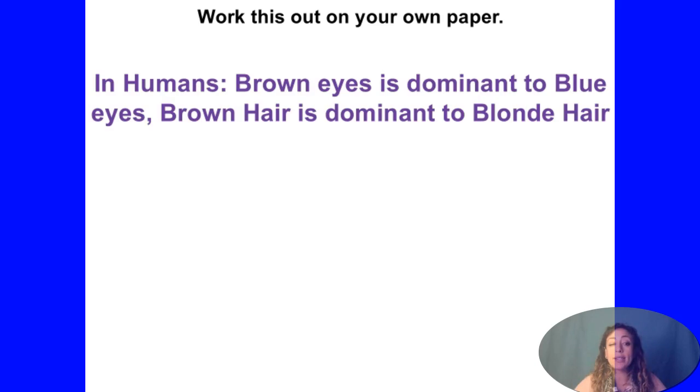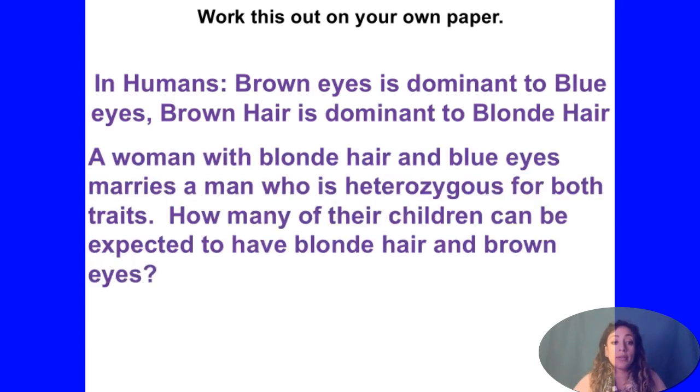So let's go ahead and look at an example, and let's try to do a dihybrid cross. In humans, brown eyes is dominant to blue eyes, and brown hair is dominant to blonde hair. So you can already start and make your key there. A woman with blonde hair and blue eyes: what I would do first is draw out your genotype for that woman. And then a man who is heterozygous for both traits, draw out your genotype for your man. How many of their children can be expected to have blonde hair and brown eyes?